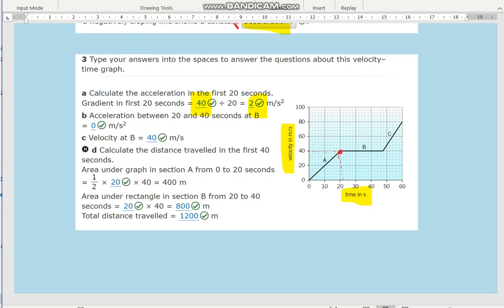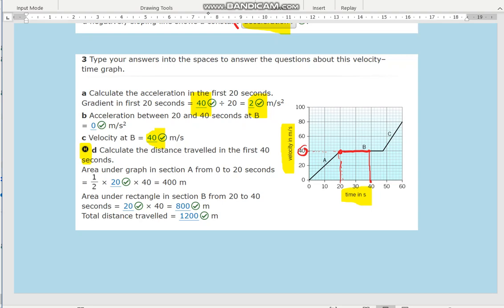Acceleration between 20 and 40 seconds at B. So we're now looking along this part of the line between 20 and 40 seconds. Here the line has stayed flat, horizontal, so it has stayed at a constant velocity of 40 meters per second. Calculate the distance travelled in the first 40 seconds. Now notice this is H for higher tier.